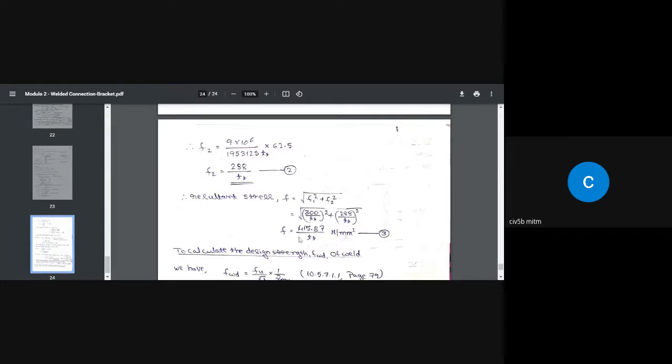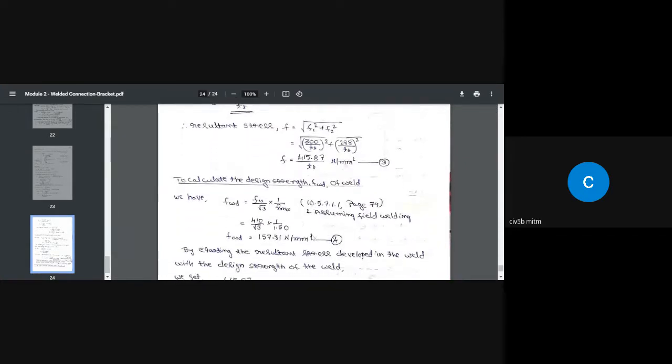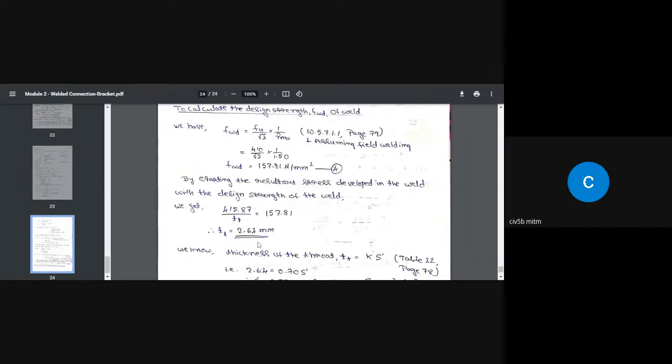Okay, so I got this value. Now I'm going to find out the design strength of the weld. This is the design stress developed due to the external load, and this is the design strength of the weld, which is going to resist this stress. So we need to equate these two. Once we equate these two, I got the value of TT, that is the thickness of the throat, equal to 2.64 millimeter.